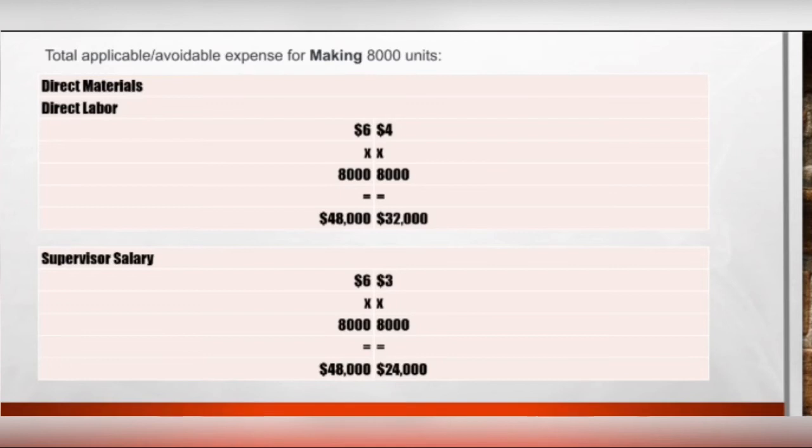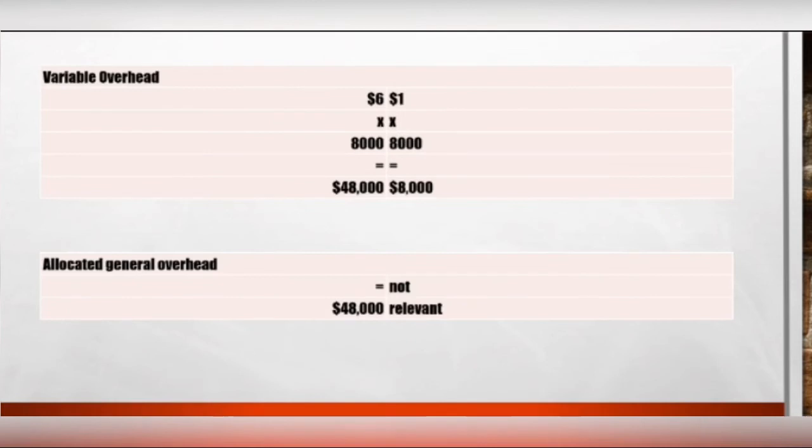So, next is total applicable or avoidable expense for making 8,000 units. Direct materials, direct labor, 6 times 48. So, parehas ra siya gihapon. So, ang kalainan ani is walay variable overhead and allocated general overhead. So, 6 times 8,000 equals 48,000. 1 times 8,000 equals 8,000. Allocated general overhead is wala.